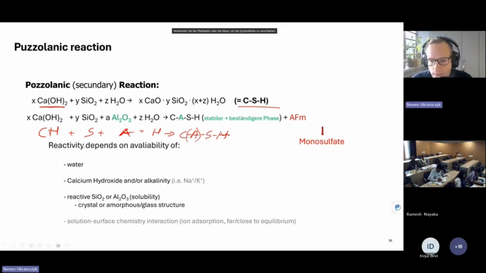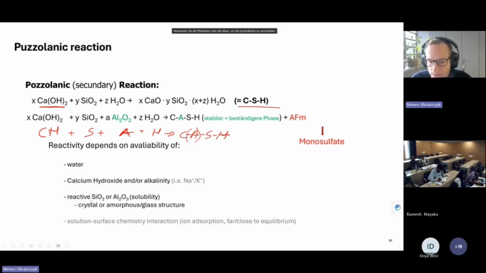And this reactivity of aluminosilicates, the Pozzolanic reactivity, depends again on water amount, on calcium hydroxide. Of course, if you again have more calcium hydroxide, the more reactive the Pozzolans are. It depends on the alkalinity, so how much alkalis you have. The higher the pH, the easier it is to dissolve aluminosilicate glasses, for example, in the fly ash.